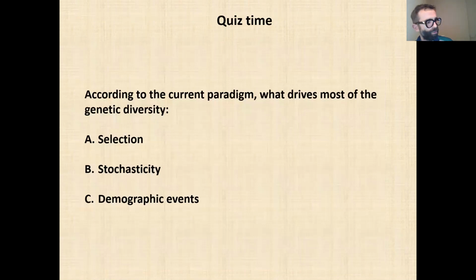Okay, now a quiz for you to summarize before we move on to the next step. I'm asking you now, according to the current paradigm, what drives most of the genetic diversity? Is it selection, is it stochasticity, or is it demographic events? So think about it, pause this video, and write down your answer in the comments of this video, so that the others can see it, and then you can discuss with each other if you agree or not. And if not, why, etc. That's what we call peer learning, which means that it will help you a lot to learn if you have to debate, if you have to argue for your own answer.